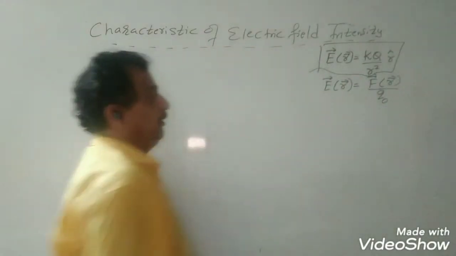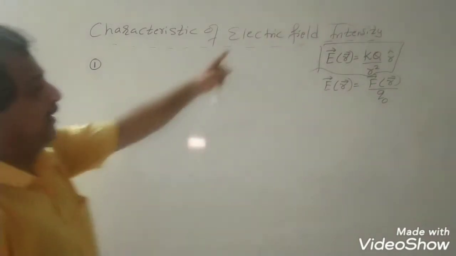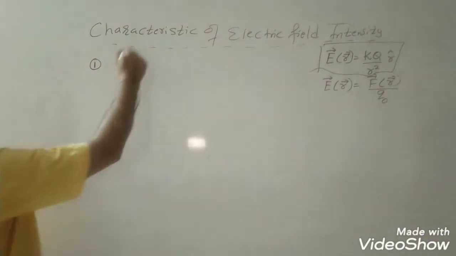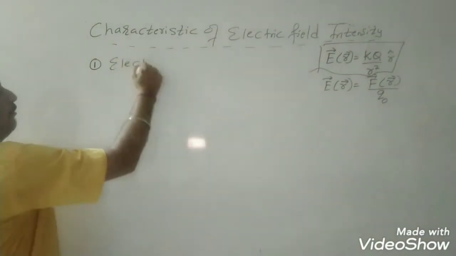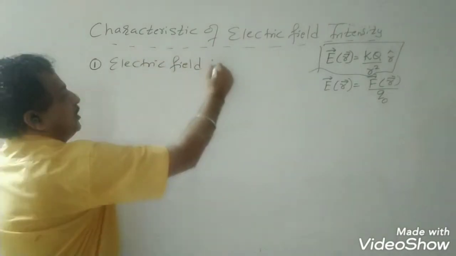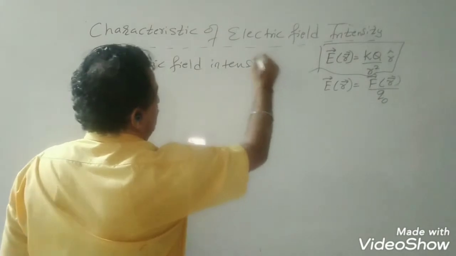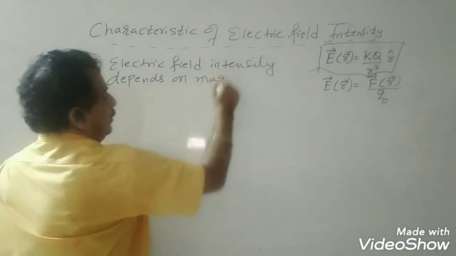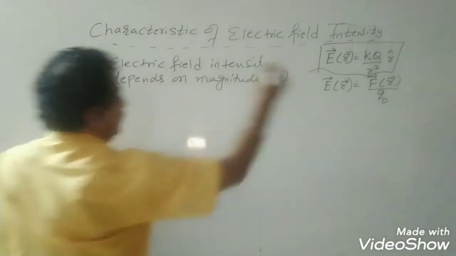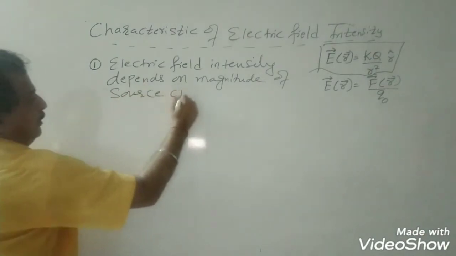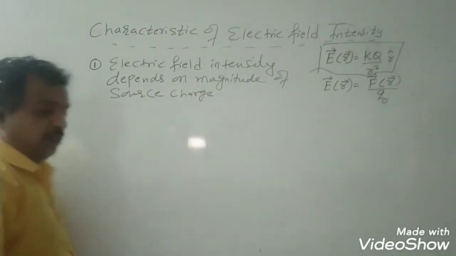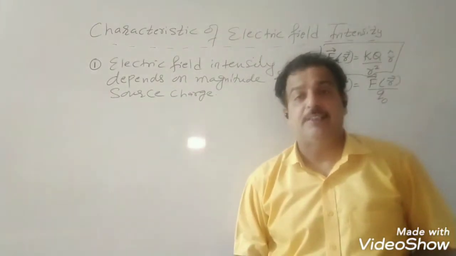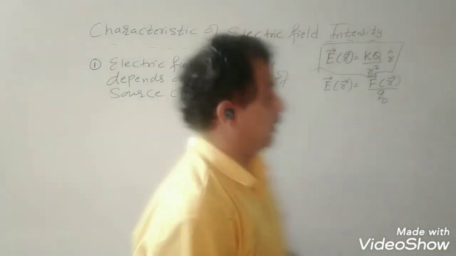Now from this relation, it is clear that the electric field intensity depends on the magnitude of the source charge. So first thing is, electric field intensity depends on the magnitude of source charge, or in other words, I can also say that it is independent of the magnitude of test charge. It does not depend on the test charge.